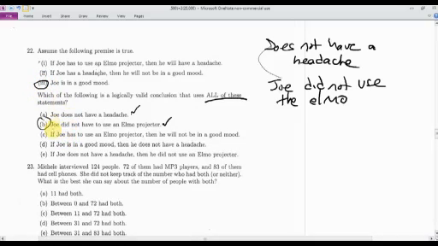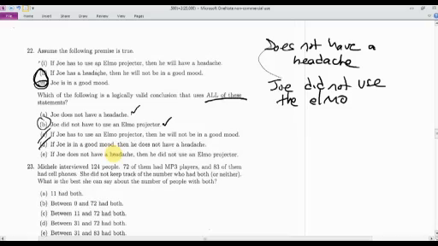Next, if Joe's in a good mood, then he does not have a headache, which, again, is true. It's true because it's using premises 2 and 3. If he is in a good mood, he's not going to have a headache, because if he does have a headache, he's not in a good mood. So using these two, we can say D is a true statement. However, it does not use premise 1.